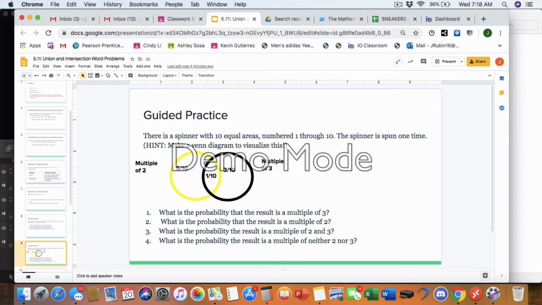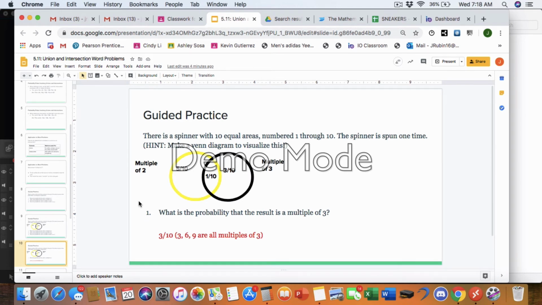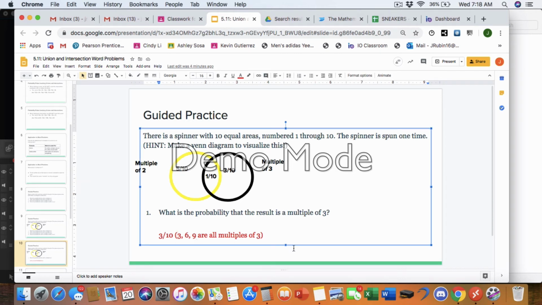So, here's my Venn diagram. My multiples of 2, there's 5 of them. My multiples of 3, there's 3 of them. My multiples of both, there's 1 of them. And then we'll discuss more about the outside area. But we're going to reference this. So, what is the probability that the result is a multiple of 3? I wind up with 3 out of 10. Well, 3, 6, and 9 are all multiples of 3.